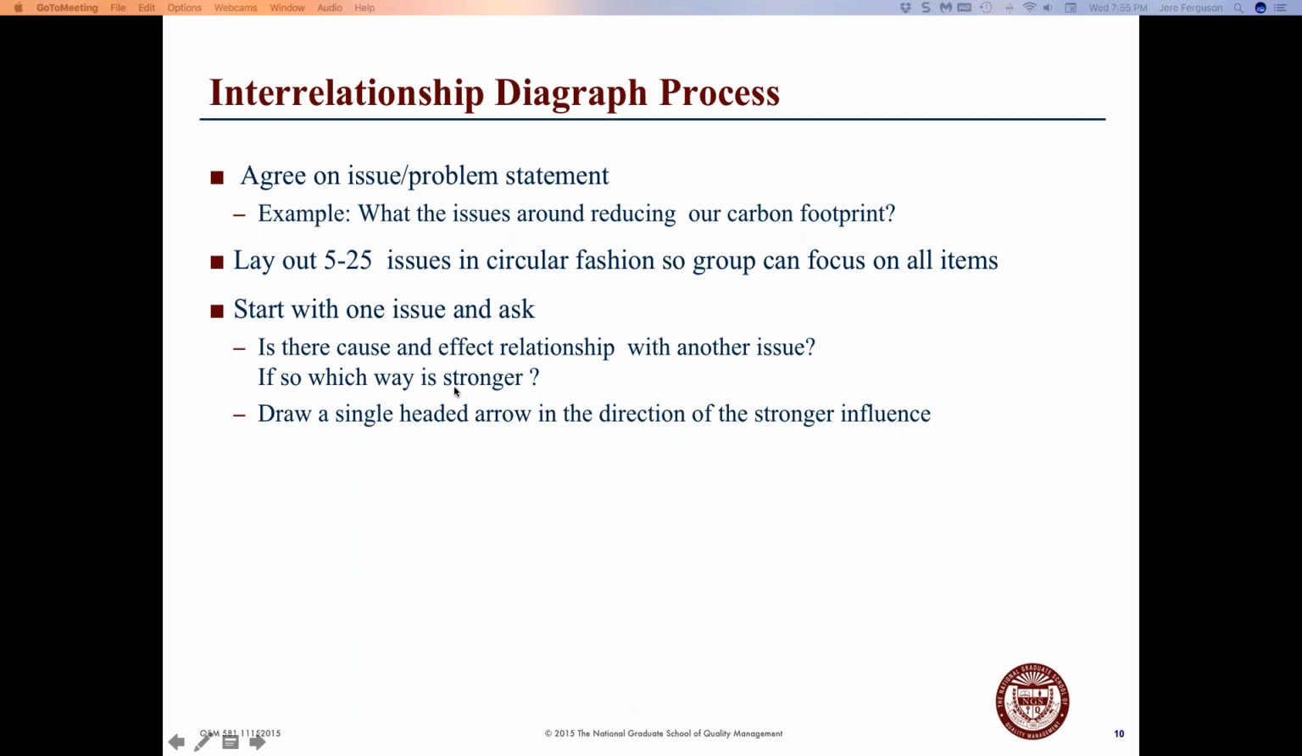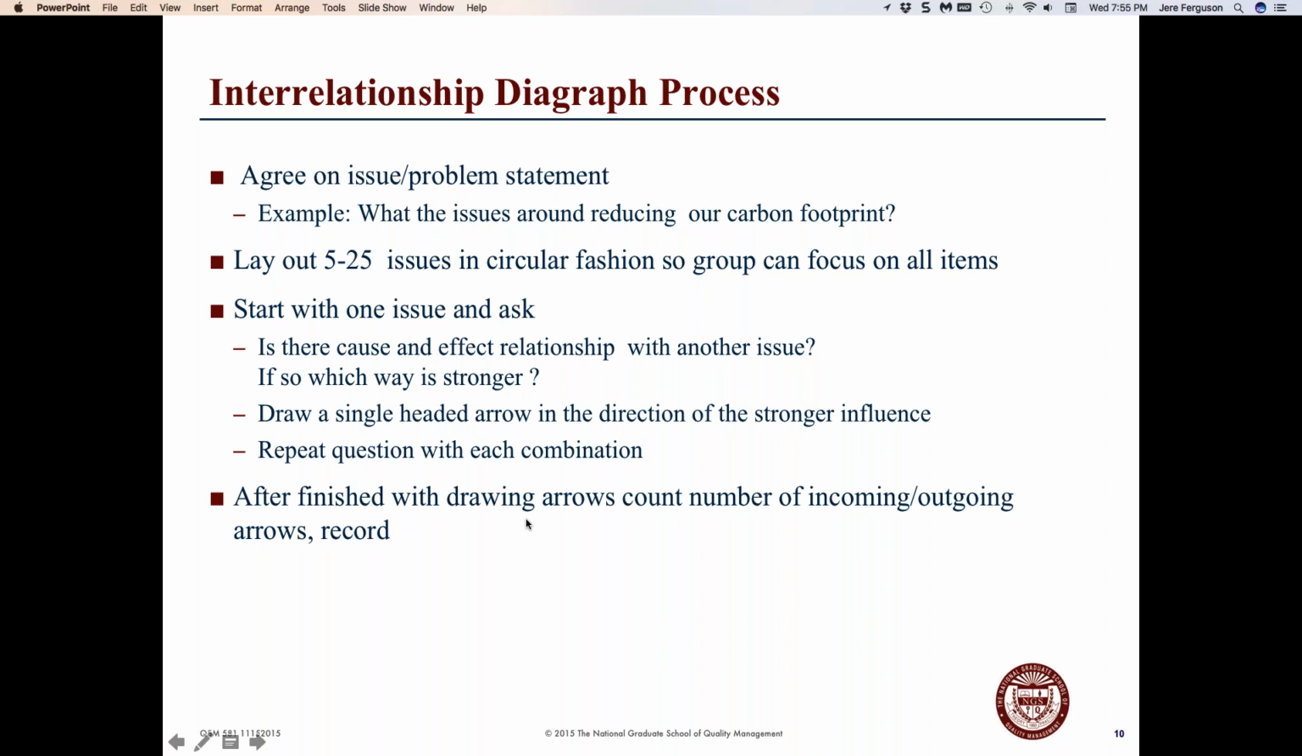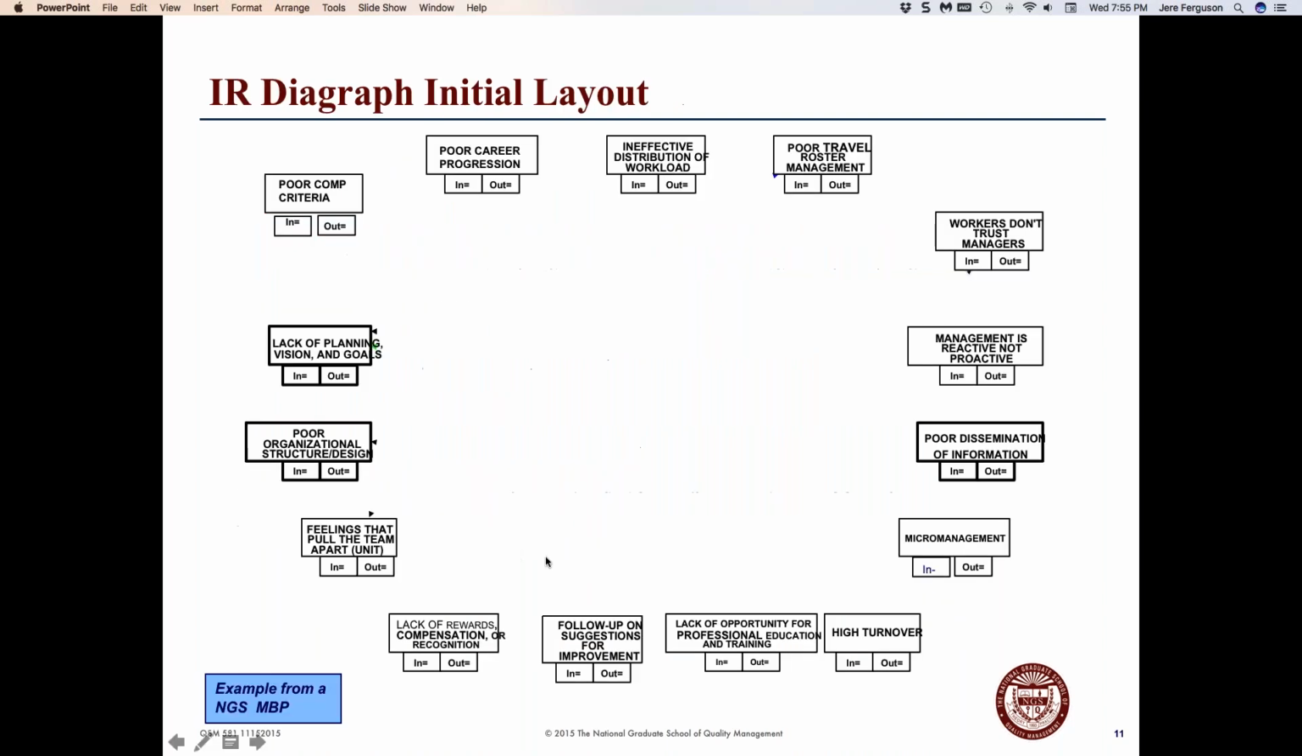So if I'm moving from the yellow square at the top to the yellow square at the bottom, and I'm saying that the direction of influence is from the bottom up, then I draw a single line up the page with an arrow at the top. You repeat the questions with each and every square around the circle. After finishing the drawings, you go and count the arrowheads at each of the incoming and outgoing areas. Again, I'm going to show you this in a second.